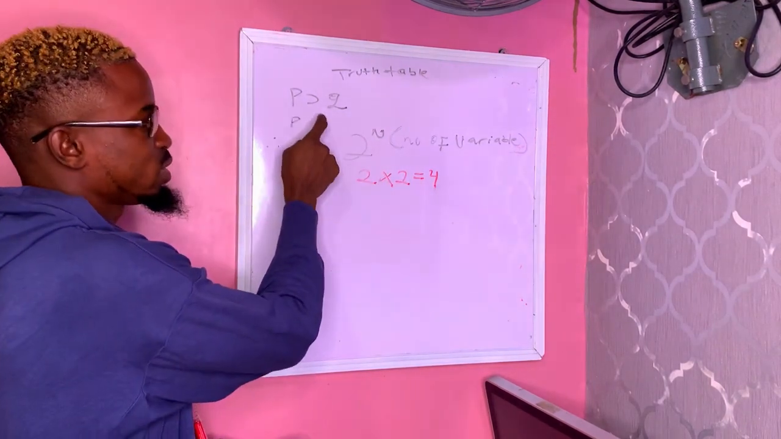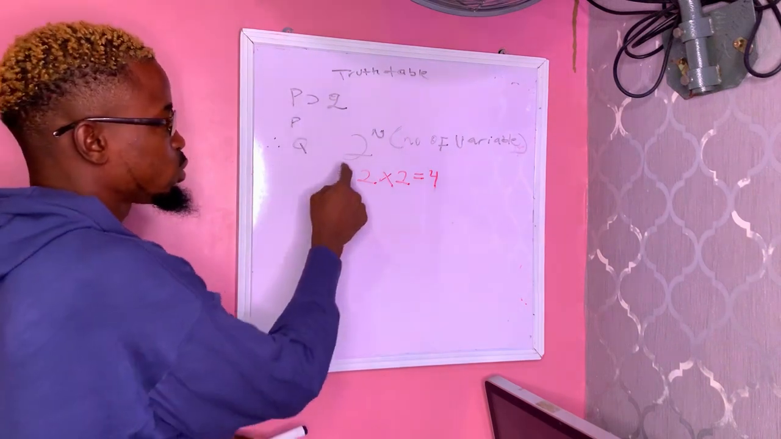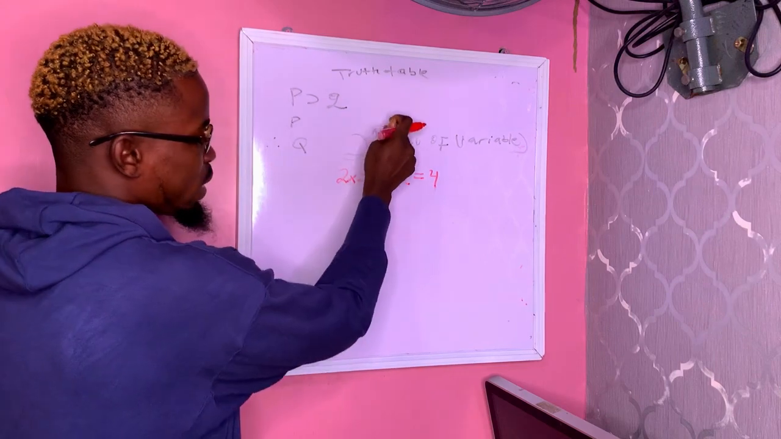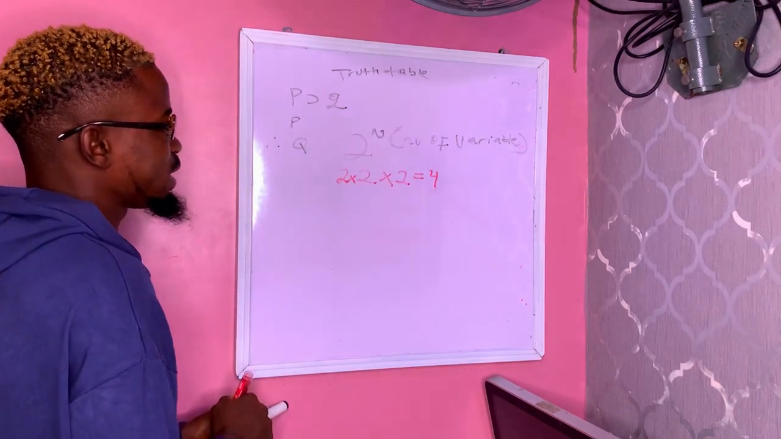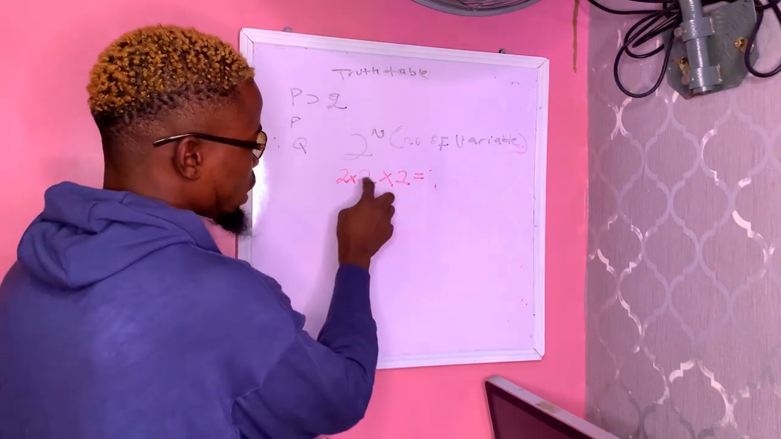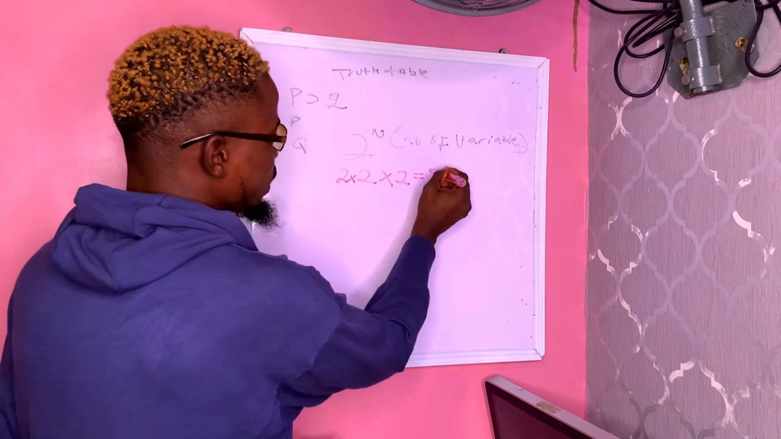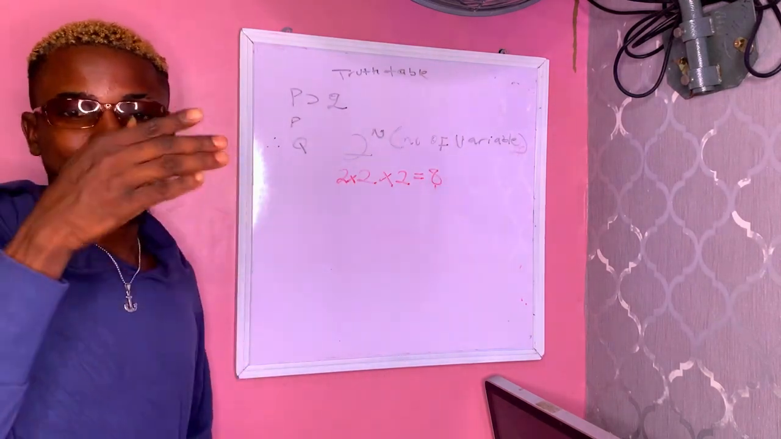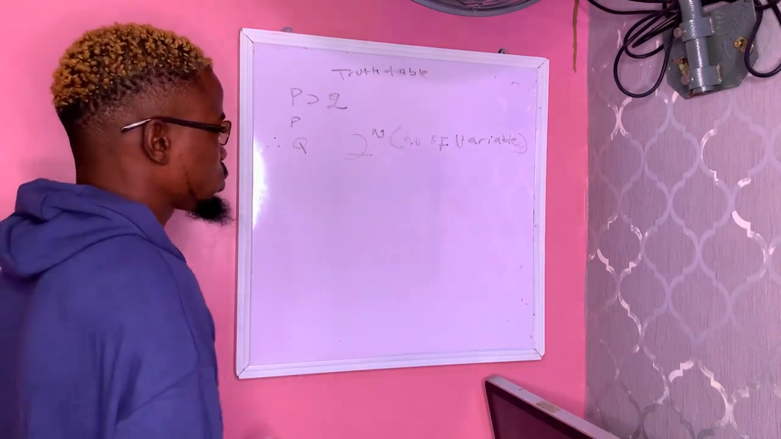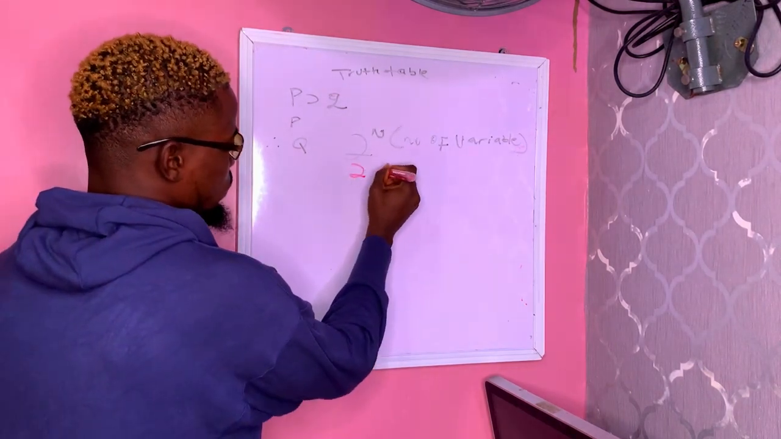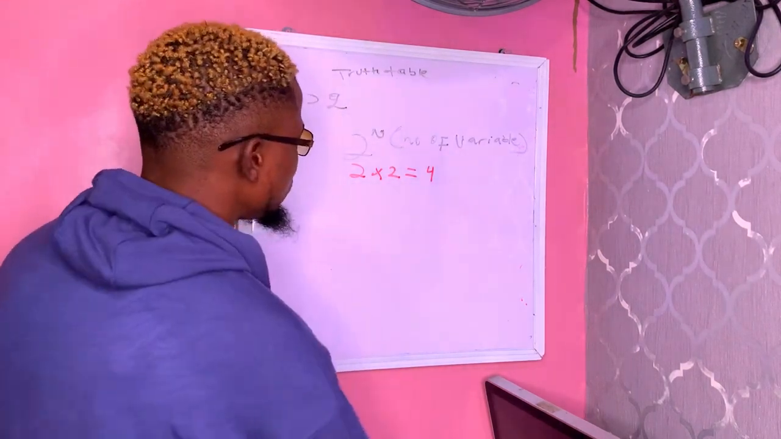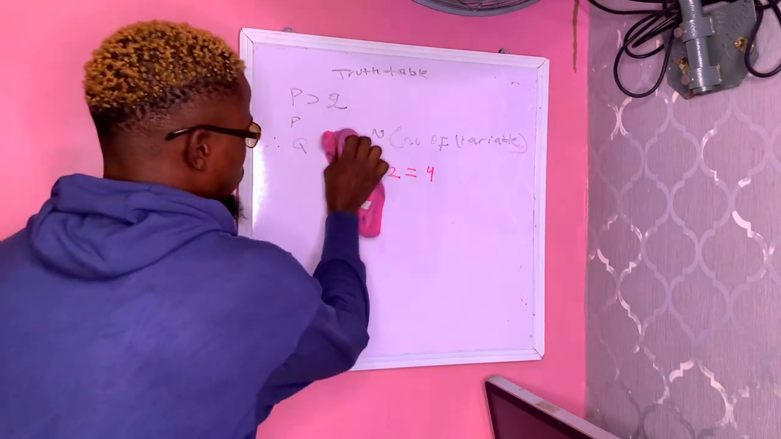Had it been that our variables are 3, it's going to be 2 times 2 times 2. That is 2 raised to power the number of variables. 2 times 2 is 4, 4 times 2 gives us 8. That means after drawing our truth table, we are going to have 8 different rows. But in this situation, we have just 2 variables. So we are going to have 2 times 2, which equals 4. So after drawing our truth table, we are going to have 4 different rows.